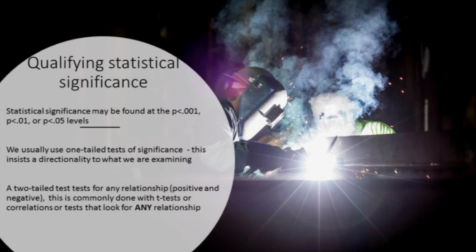We usually use one-tailed tests of significance. It indicates a directionality to what we are examining. So when you run a regression or something of that ilk, you may very well say to yourself, I'm going to run a one-tailed test of significance. Two-tailed test, it tests for any kind of relationship. It's usually done with t-tests, usually done with correlations that are really just looking for any kind of relationship between 2 variables. And it is often kind of exploratory in nature for that matter.